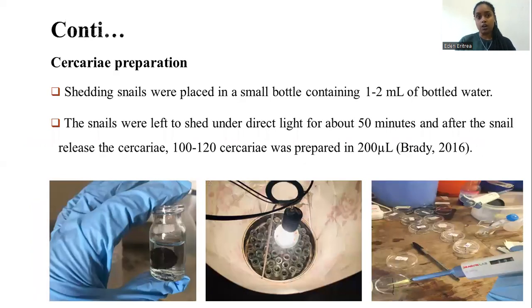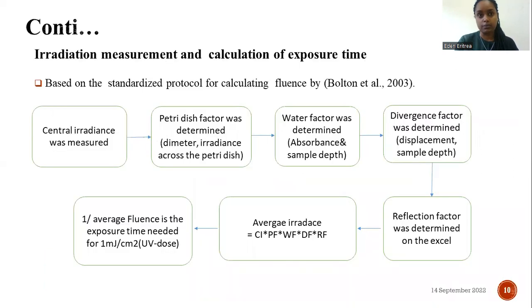Then the next step was sample preparation. The snails were placed in a small bottle containing 1 up to 2 ml of bottled water, as you can see in the first image. Then the snails were left to shed under direct light for about 15 minutes, as you can see in the second image. After the snails released the Cercaria, 100 up to 120 Cercaria were prepared in 100 microliters, as you can see in the last image.